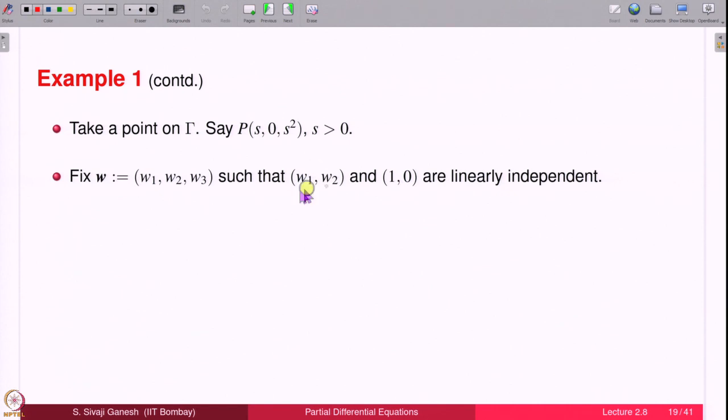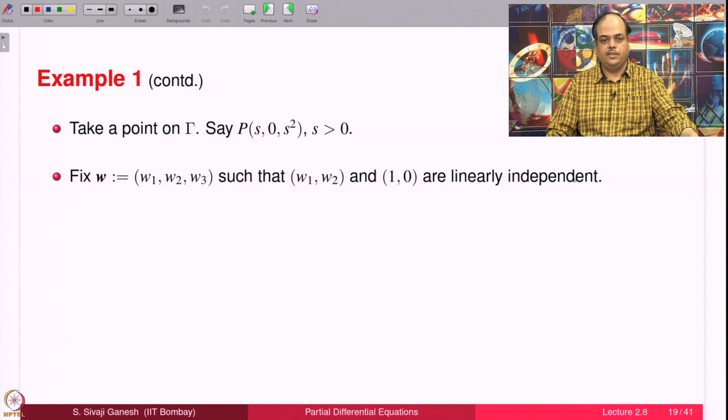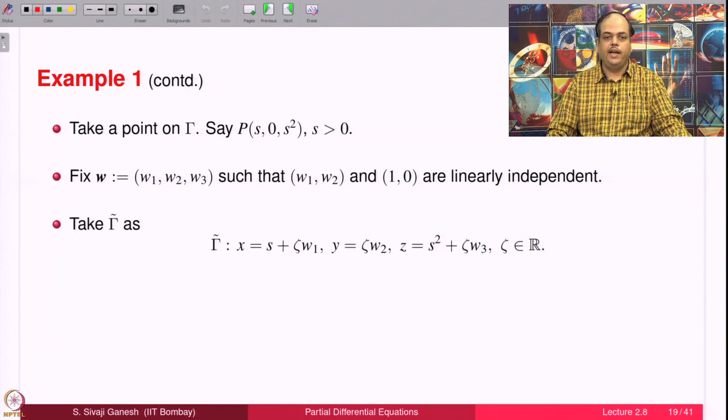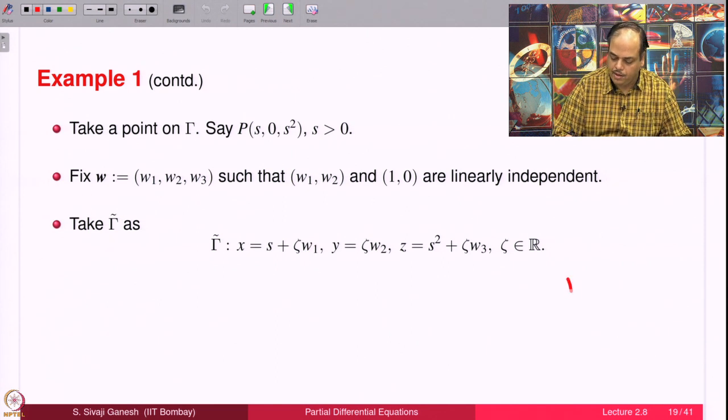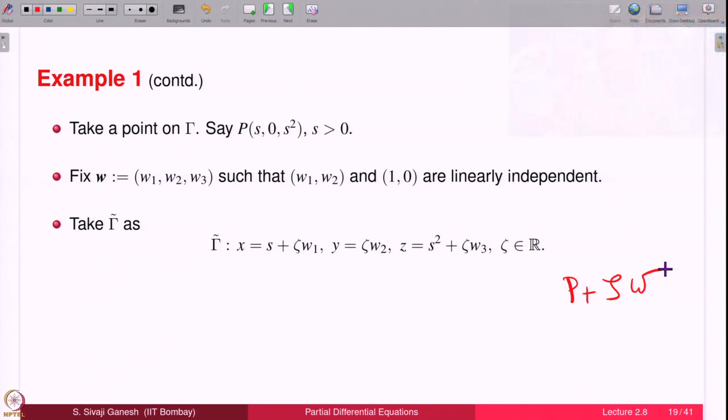This is how a typical point looks on gamma, (s, 0, s square). Fix a W such that W1, W2 and (1, 0) — what is (1, 0)? It is that V1, V2, that is (1, 0) in this example, that is linearly independent. Done. Now, take gamma tilde as this. This, if you see, is just a straight line passing through the point P having the direction W. I have used the zeta here. If you write in component form, this is what you get.